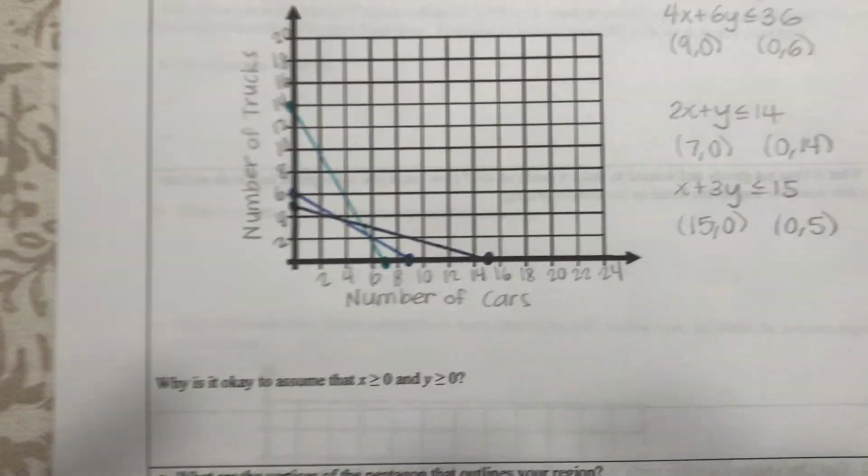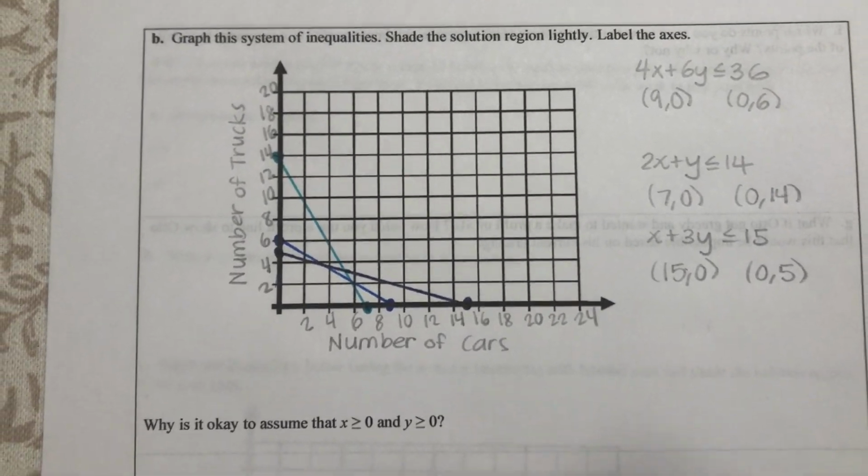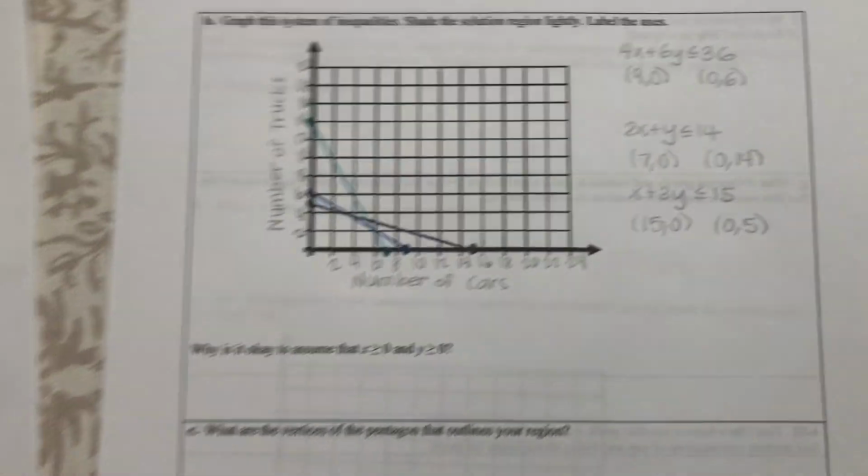So now here are my 3 lines, and remember I made them solid because it was less than or equal to as opposed to dashed. Dashed would have just been a less than or a greater than sign.